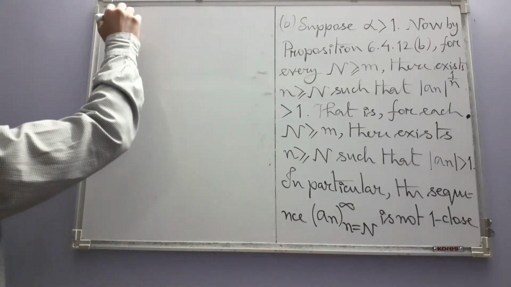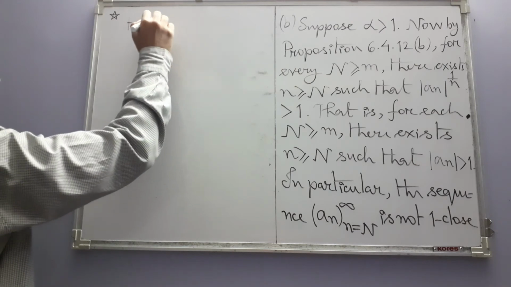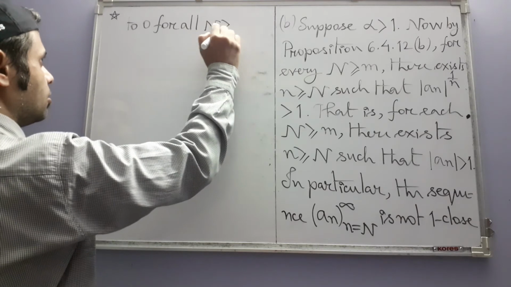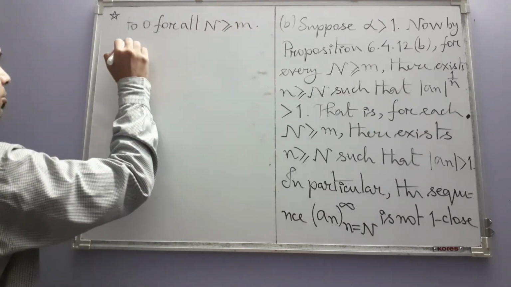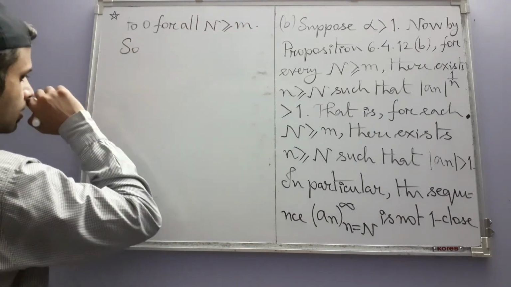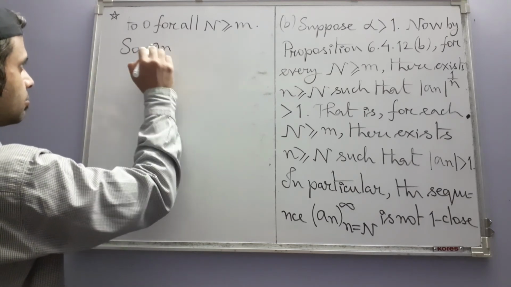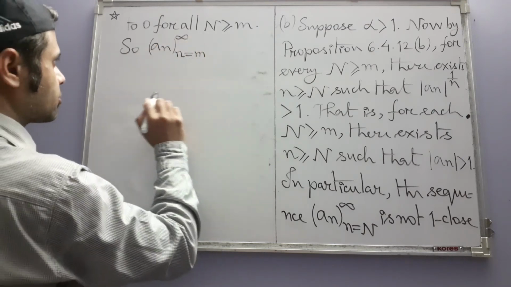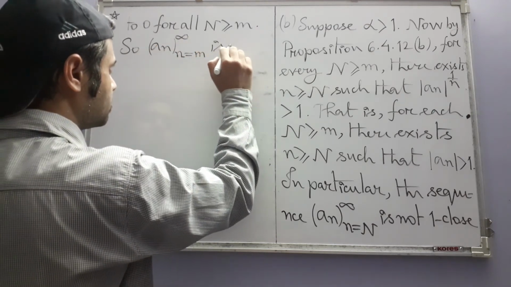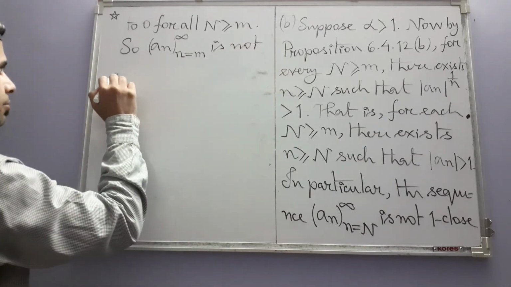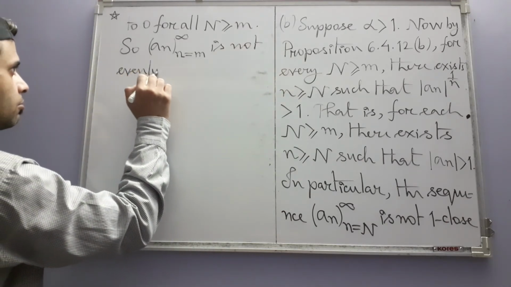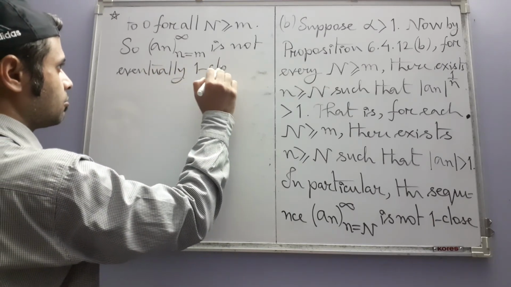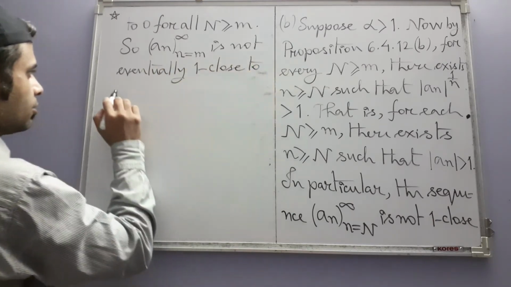Is not one close to 0 for all n greater than or equal to m. So our original sequence, where things start from small m, is not eventually one close to 0.